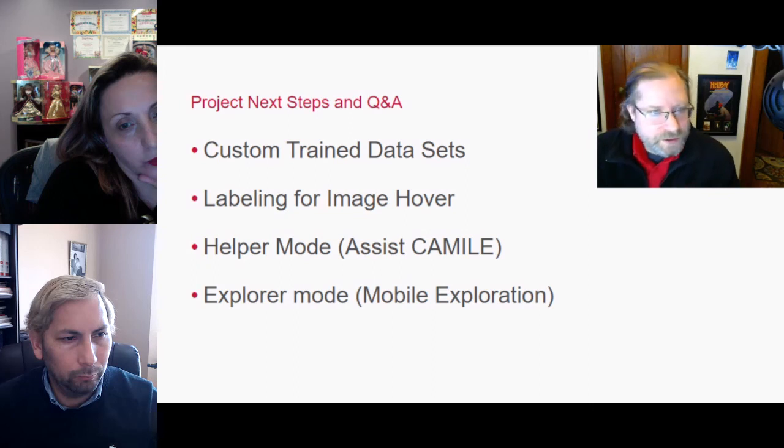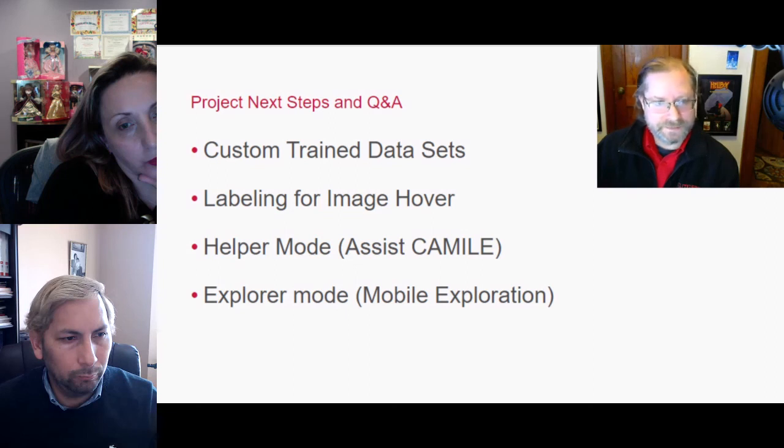There are 4 next steps that are clear in the project. Custom trained data sets. There's a labeling for image hovers. There's a helper mode and explorer mode. And what I'm going to do is I'll just pose the question to the group. The first question would be, well, what kinds of things would custom trained data sets do for the project? And that'll sort of explain what a custom trained data set is and kind of what capabilities that would give us.